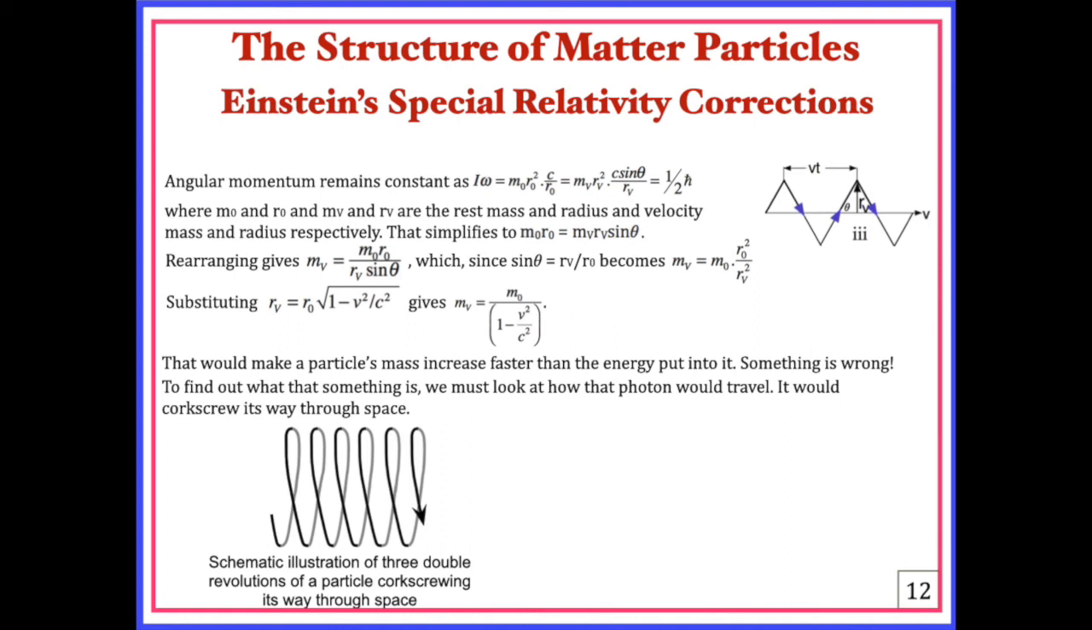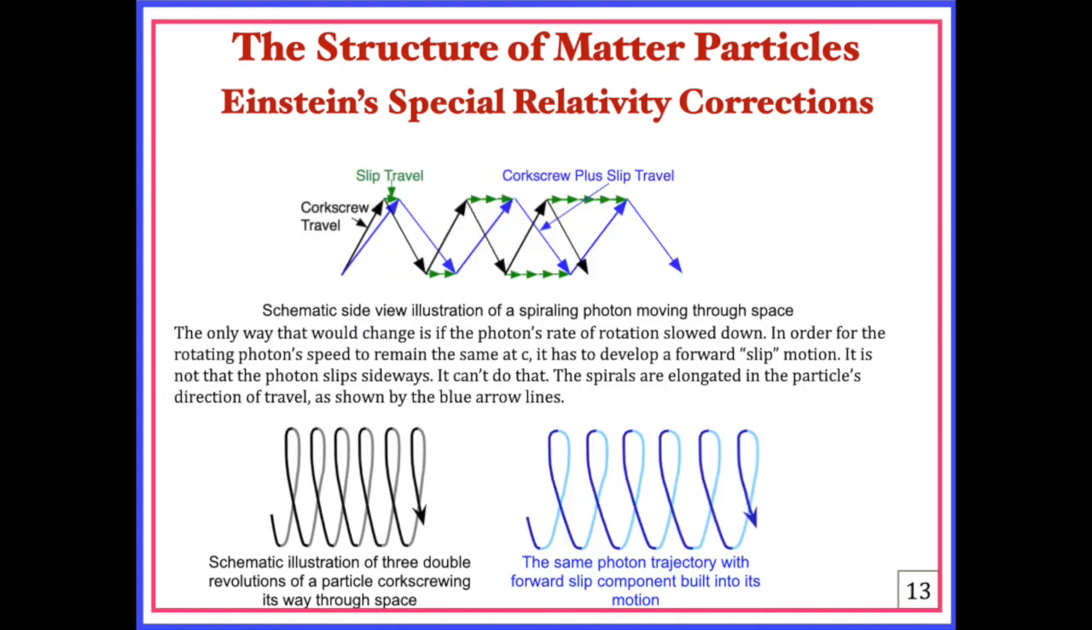To find out what that something is, we have to look at how a photon would travel through space. Now, it would corkscrew its way through space, somewhat as illustrated below. This particle is shown making 2 double rotations as it moves. A side-on view of that corkscrew action is indicated by the black line in the upper diagram. As shown in the last slide, it physically can't do that because its mass would increase too much. The only way it can do that is to slow down its rotation.